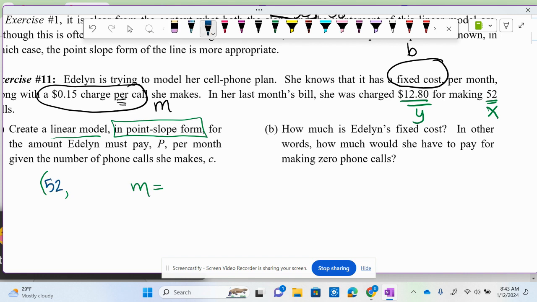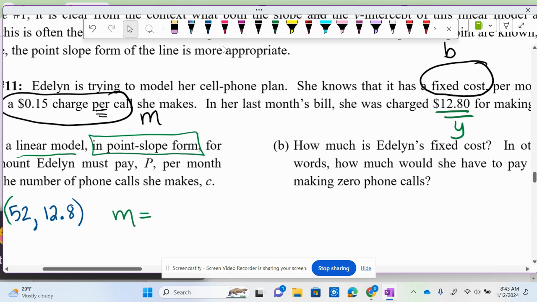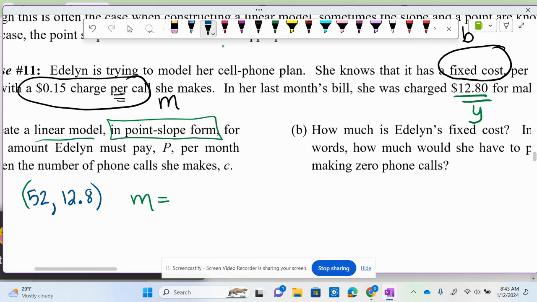So the ordered pair is 52, that's my X value, comma, 12.8. I'm not going to carry that 0. I don't need it. And what did we say our slope was? What is that cost per? 15 cents. So 0.15.